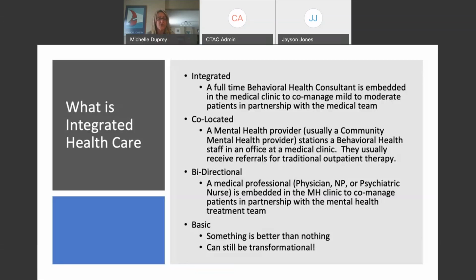That is bi-directional care, where you bring a nurse or a doctor into your mental health facility. And then basic is something I've made up for the presentation today, which is less than these options, but it still can be transformational. Something is better than nothing. There are things you can do, and I'll give some examples, that are integrated healthcare related, but it's not integrated, not co-located, and not bi-directional. We'll spend a little more time on the basic part because I think that'll be most helpful.